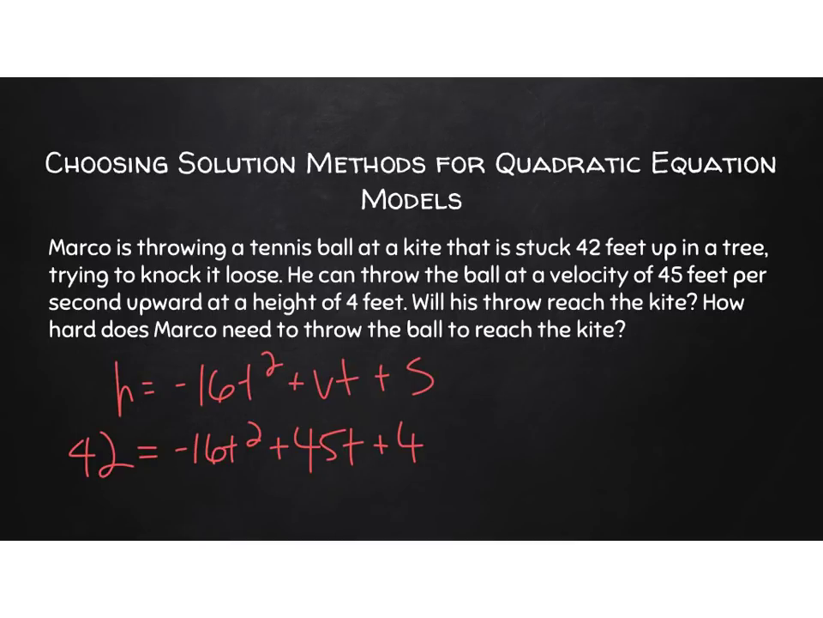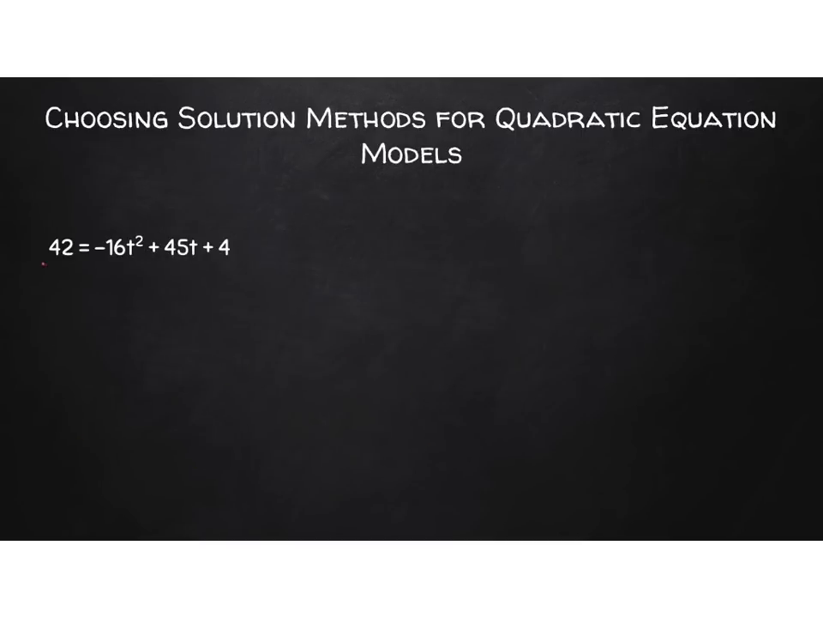And then from there, we're going to check and get this set equal to 0 and see if we can't solve it from there. Does Marco have enough to reach the kite? Alright, so go ahead and subtract the 42. And we get 0 equals negative 16t squared plus 45t minus 38.